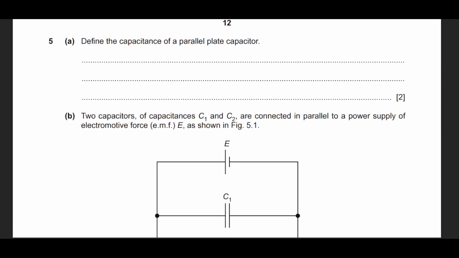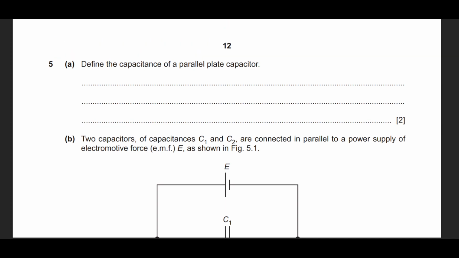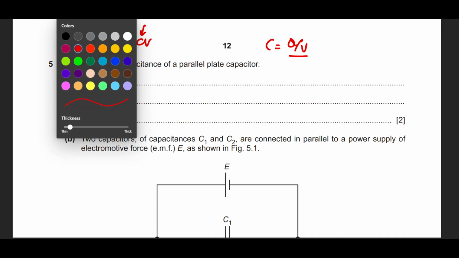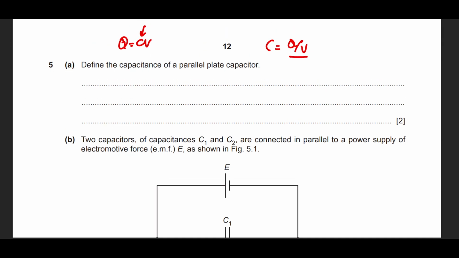Question number 5 of capacitance. In a parallel plate capacitor, define the capacitance. Now, the capacitance has the formula Q equals CV. This is what we want to define. So C equals Q divided by V. Now just explain this ratio in terms of English. You will say that it is a ratio of charge held on the plates to the potential difference across the plates. So you will say ratio to depict the division of Q, charge held on the plates, divided by potential difference across the plates.